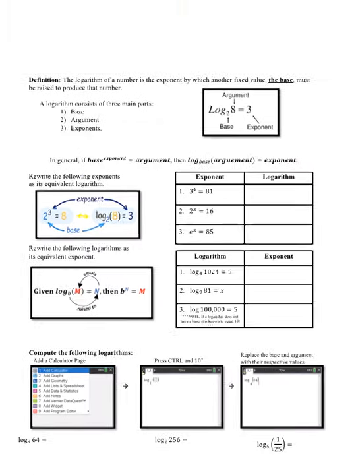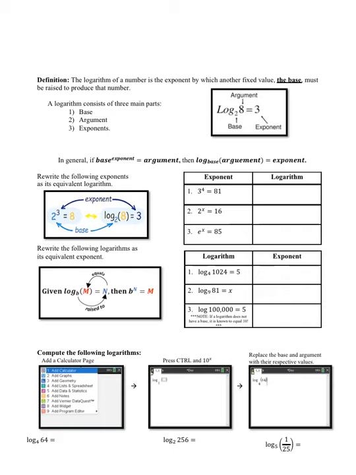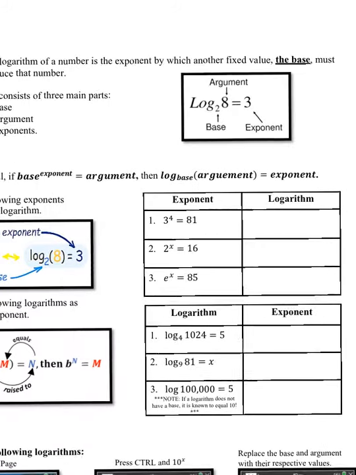So the definition is the exponent by which another value, the base, must be raised in order to produce that number. That probably makes no sense to you right now, but there are three main parts of the log, so let's look at what those are.